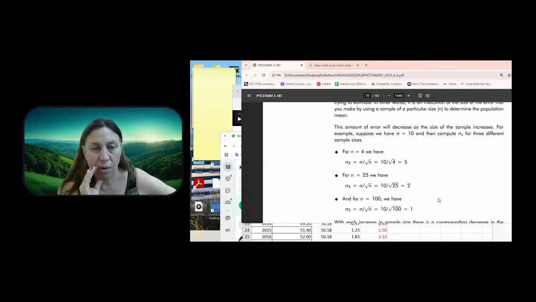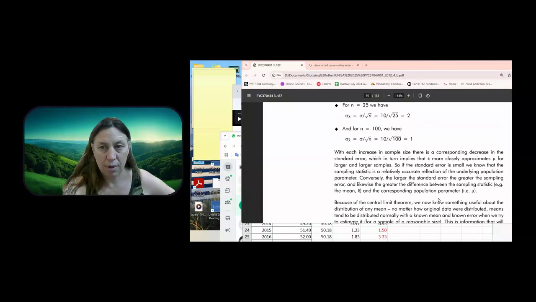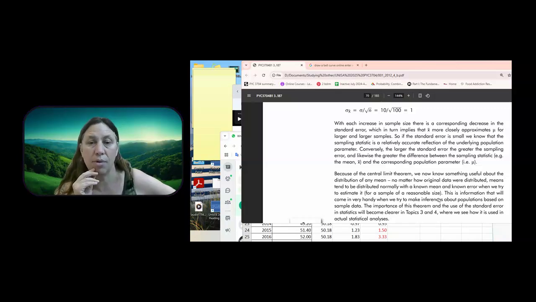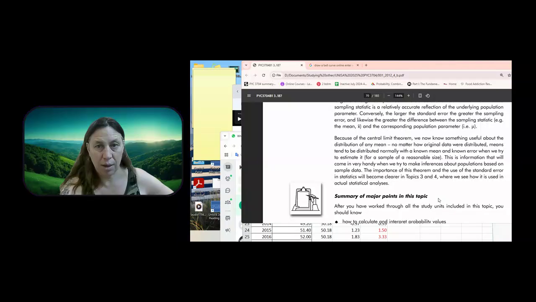And if our sample size is 100, sigma x bar is sigma over the square root of n, 10 over the square root of 100 is 1. We can expect an error range of 1, which is great, very accurate. Okay, so if the standard error is small, we know the sampling statistic is a relatively accurate reflection of the underlying population parameter. The larger the standard error, the greater the sampling error, and the greater the difference between the sampling statistic, i.e. the mean x bar, and the corresponding population parameter, which is mu, the mean, okay?